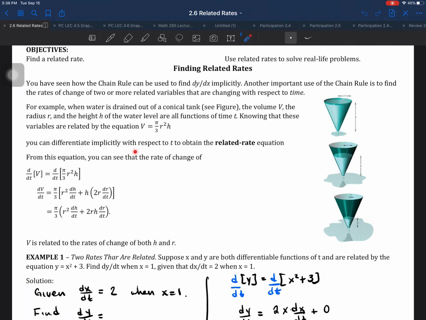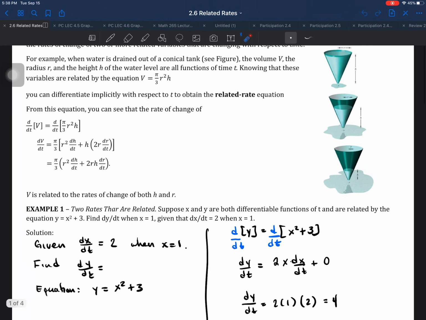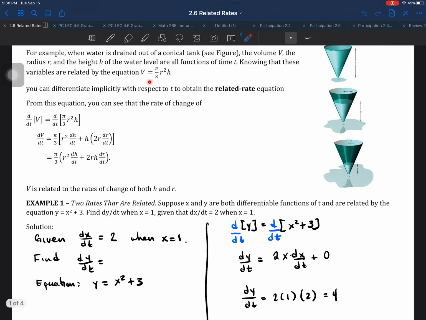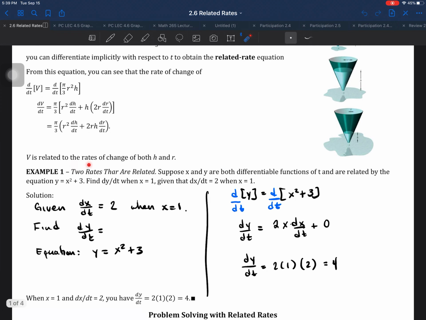You can differentiate implicitly with respect to t to obtain the related rate equation. From this equation you can see here that if I take the derivative with respect to time on both sides of the equation, and treat r and h as variables, we'll be able to find the derivatives with respect to time. So the derivative with respect to time is dV/dt, since we don't know what V is. Pi is a constant, r is a variable, h is a variable, so we'll be able to find these unknowns. So V is related to the rates of change of both h and r.